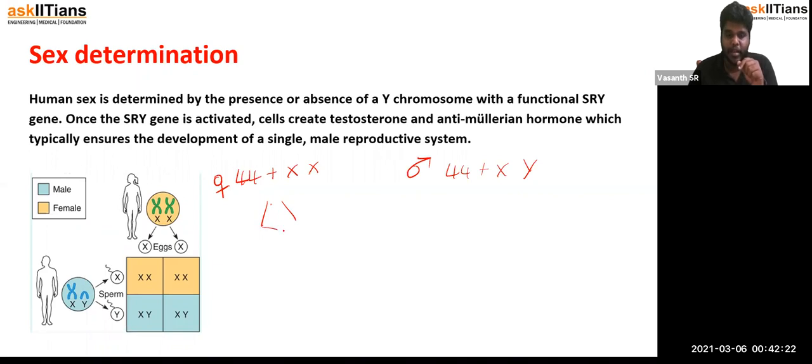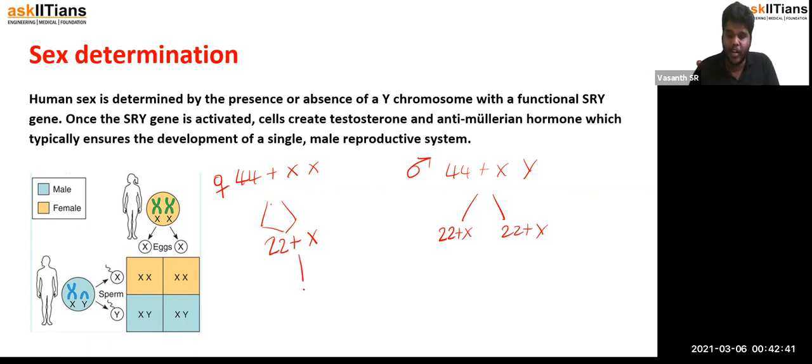In the case of female, it would be only one, which is 22 plus X. So that is the only possibility of gamete formation. But in the case of male, there are two possibilities. 22 plus X would be formed, and 22 plus Y could also be formed.